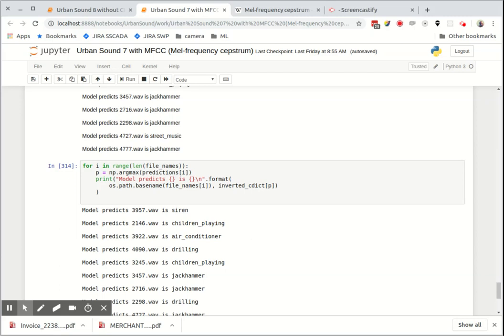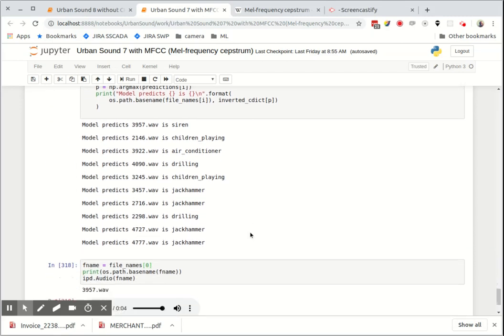So here I've printed out the same results. And even though I'm getting a score of 92%, like I said, that feels pretty good. These results are all perfect, except for actually this one here, where we thought the 4727, which we've never gotten right. Now it thinks it's a jackhammer. And over here on this 3957, it believes it's a siren.